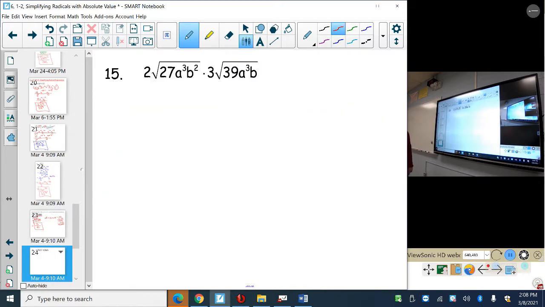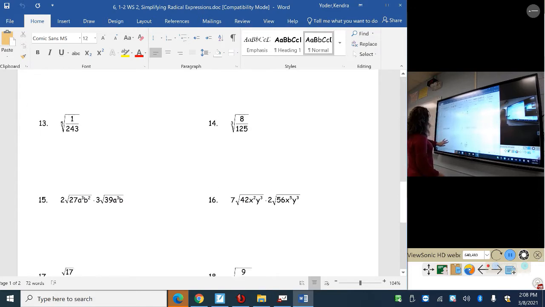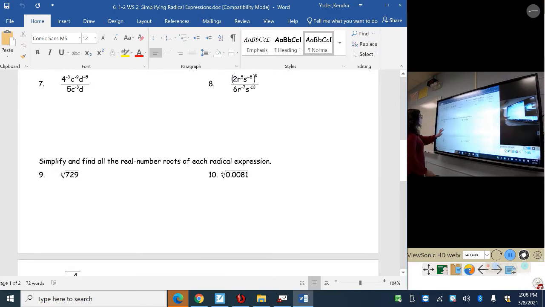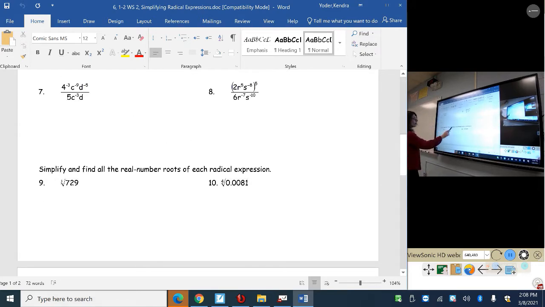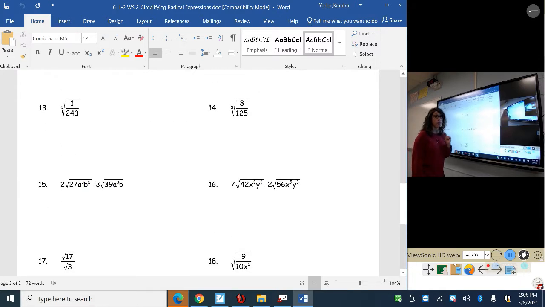Go ahead, number 15. Same concept. Now, I do need to read the directions on 15 to see exactly if I have to assume all variables are positive or not. So this says, simplify and find all the real roots of each radical. It does not say to assume any of them are positive. So absolute values may happen here.